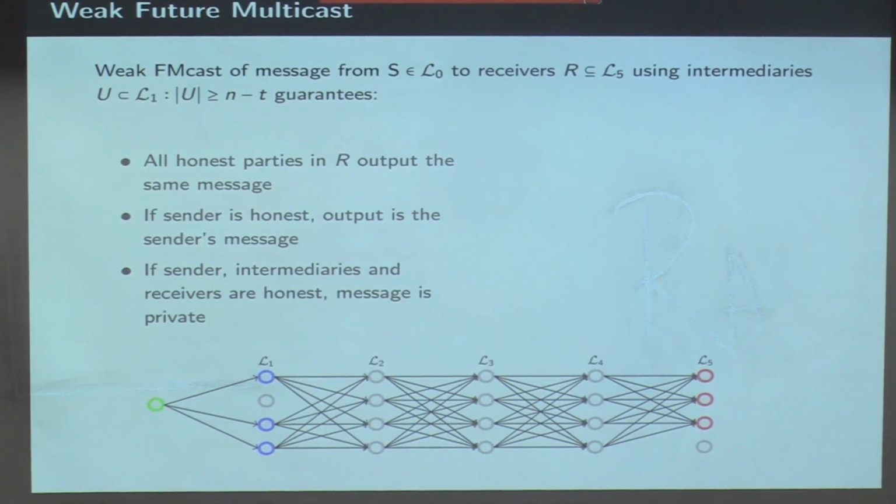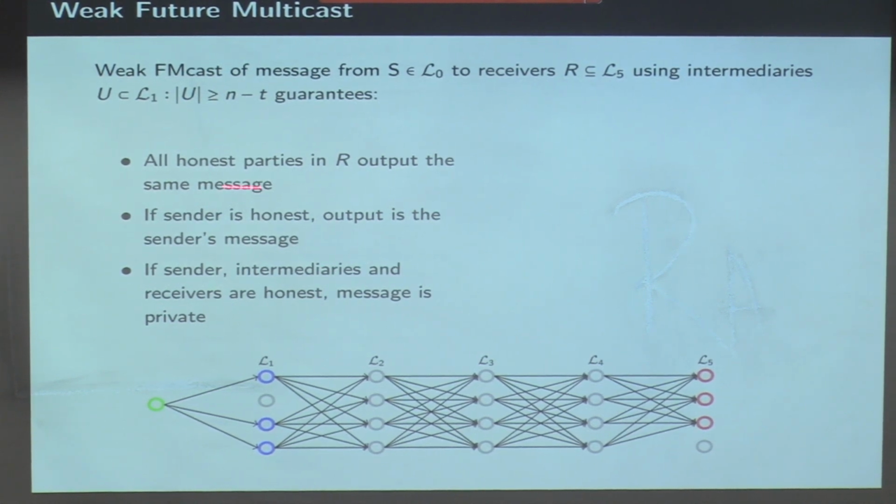We will use an even weaker notion called weak future multicast. Weak future multicast has these extra parties of interest. There is the sender, and these are the receivers of the multicast, the ones in red. And then there are these intermediaries in the layer right next to the sender. There will be n minus t of these intermediaries in a weak multicast protocol.